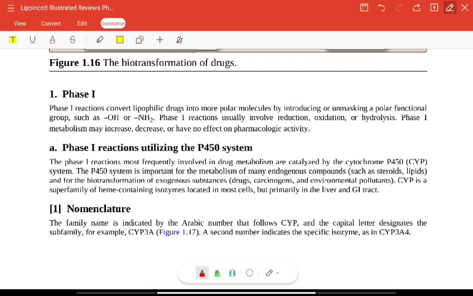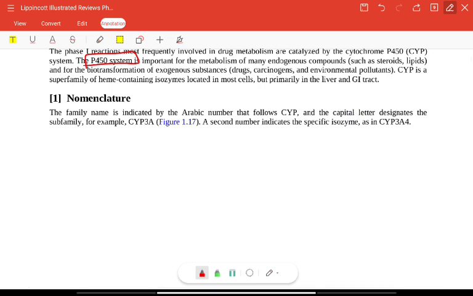Now phase 1 reactions convert lipophilic molecules into more polar molecules. You have to remember this. Polar functions are the hydroxyl group and amine group. Phase 1 reactions utilize the P450 system. CYP is a superfamily of heme containing isozymes, primarily in the liver and GIT. You just have to remember CYP450.